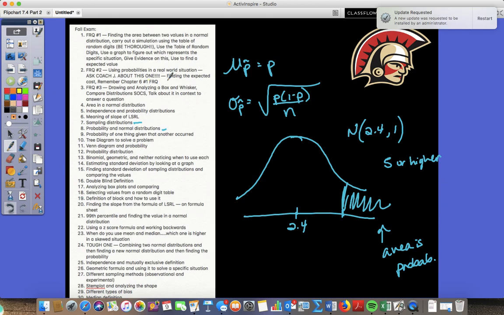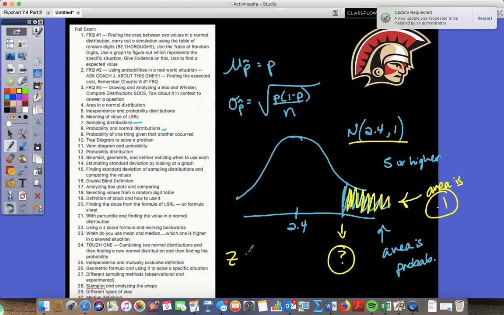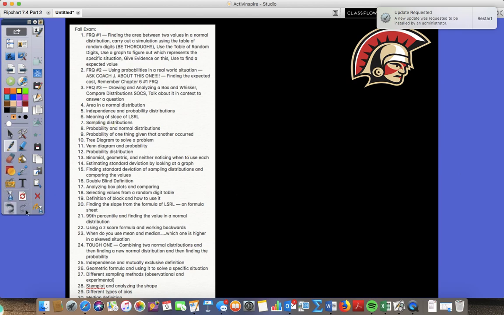Another idea you need to know is, if I were to say the area is 0.1, and they give you that information and ask what this value is, this is where you can use z-score and actually go backwards. If they give you only the area to have you find the actual value, remember that you have to go to the left, and you would use inverse norm, which is the opposite of normal CDF. Just something to remember as you're studying.